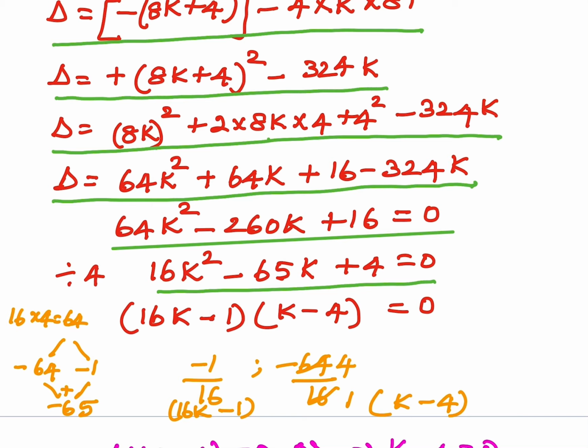So what will be the factors? Minus 64 into minus 1 will give you plus 64. Now when we add these, we must get our minus 65. So minus 64 minus 1 will give you minus 65: same sign, you add and put the sign. So now to factorize this, what we do, you take the factor which you have taken, minus 1, and divide by the coefficient of k squared. So minus 1 by 16.